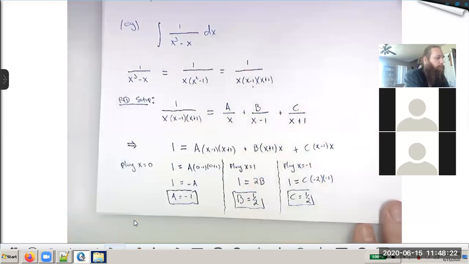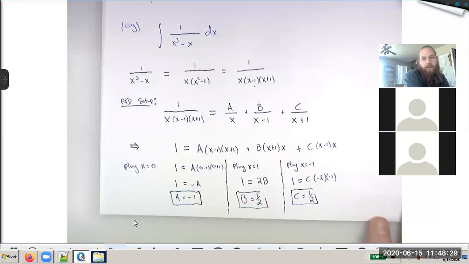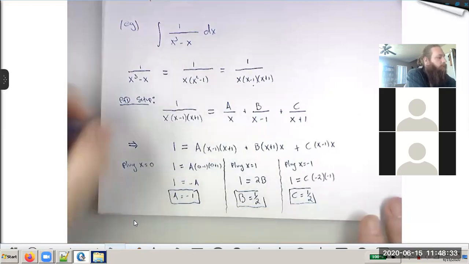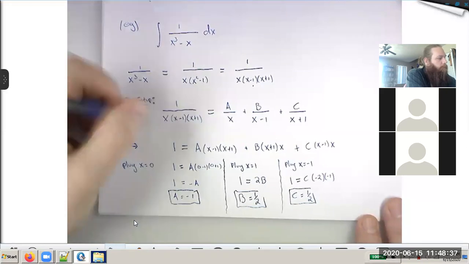Isn't that slick? So you're able to get your coefficients, you're able to get these numbers a, b, and c from your PFD setup really, really quickly using this trick, which is called the Heaviside method.